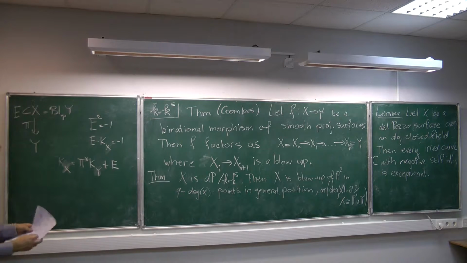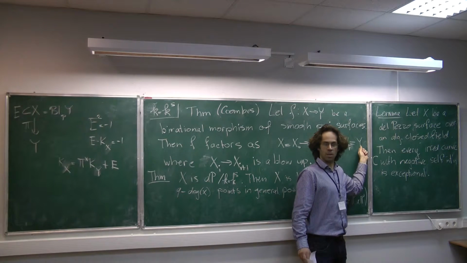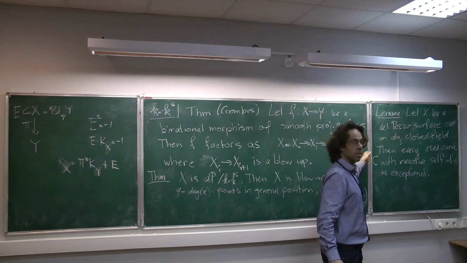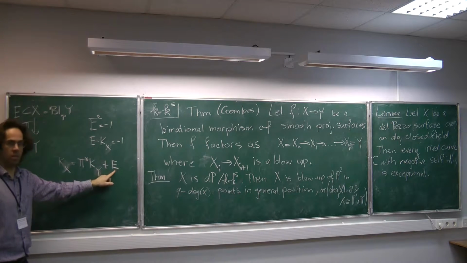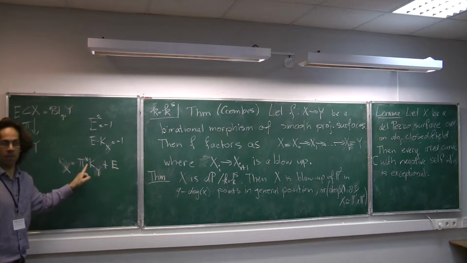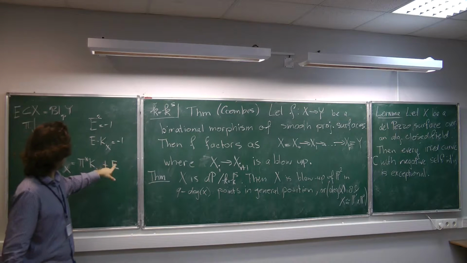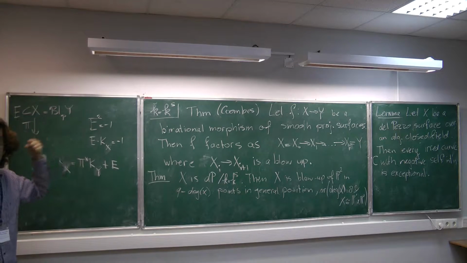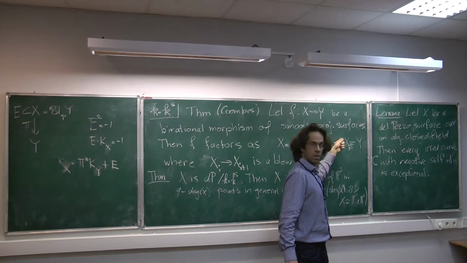Indeed. So on P2, the canonical divisor is minus 3 times a line. So minus the canonical divisor is 3 times a line. And it has self-intersection 9. Each time you blow up, you get an extra E, which has self-intersection minus 1. It doesn't intersect this pullback. So the self-intersection of the canonical divisor also goes down by 1.